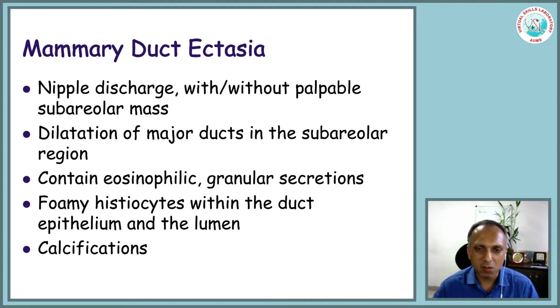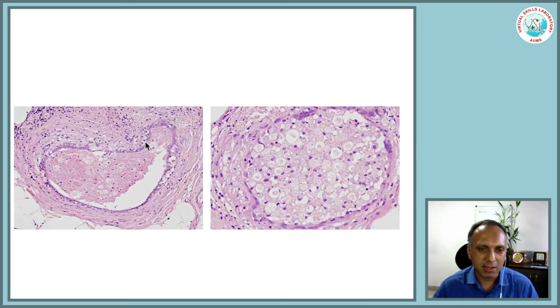There is dilatation of major ducts in the subareolar region, which contains eosinophilic granular secretions, foamy histiocytes within the duct, and calcification. As you can see in this diagram, this duct is dilated. There are foamy histiocytes within the duct. There is periductular fibrosis and chronic inflammation.